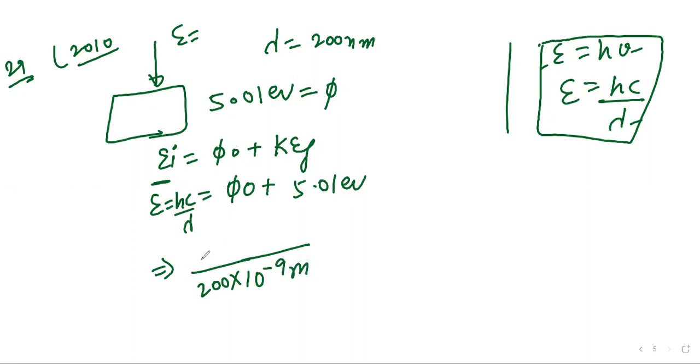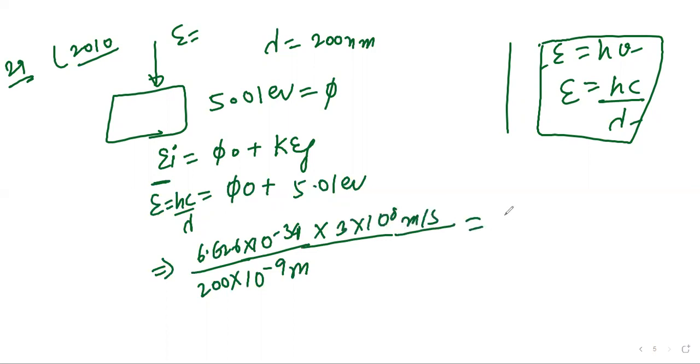And h value we know, right? So it is how much? 6.626 into 10 raised to minus 34, into c value, which is 3 into 10 raised to 8 meter per second, is equal to, I will write phi naught as h mu naught plus 5 electron volt. So how much is it now? 5.01.